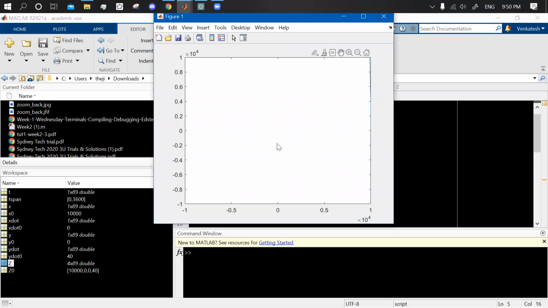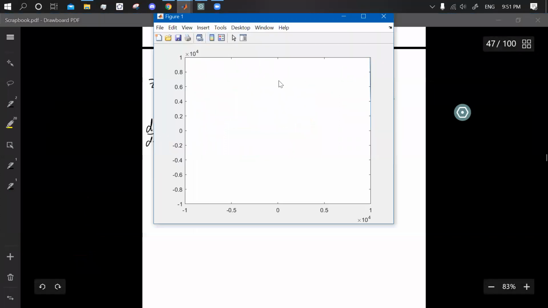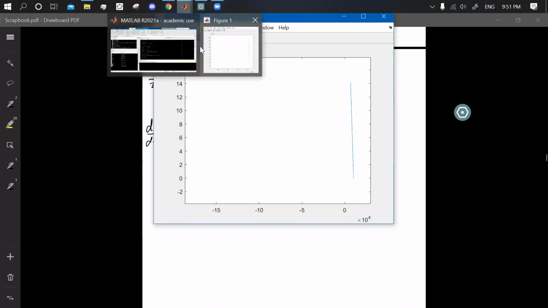Do you see it anywhere? Wait, look at the top right. I'm looking at the top right. What am I looking at the top right? Oh yeah, it's there. You're right. Okay, never mind, it actually just shoots out. Yeah, it's going to make a circle eventually.